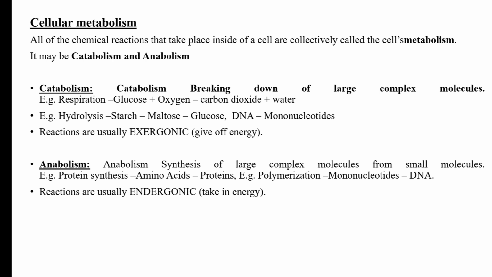Example, respiration: glucose plus oxygen gives carbon dioxide plus water. Hydrolysis: starch and DNA get broken down into individual moieties such as glucose and mononucleotides. Catabolism reactions are usually exothermic in nature. Anabolism is the synthesis of large complex molecules from small molecules. Examples are protein synthesis and polymerization of mononucleotides into DNA. These kinds of reactions are usually endergonic, taking in energy.